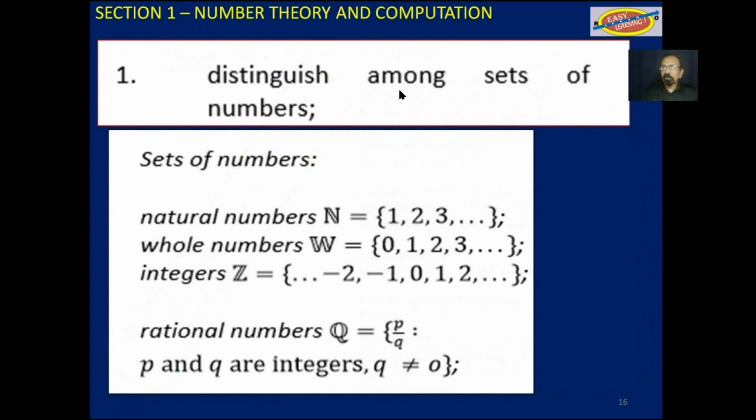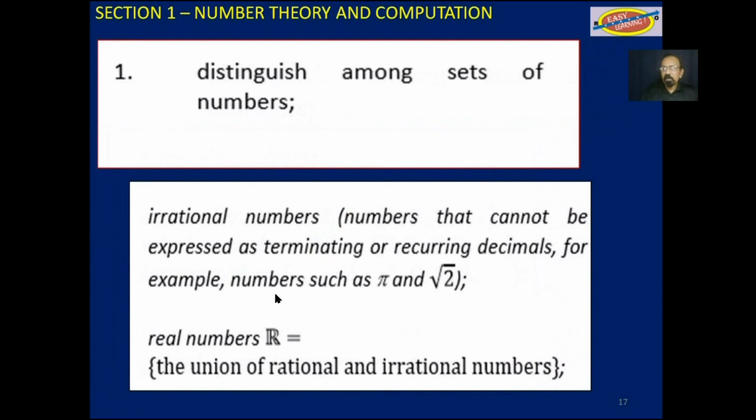So distinguish among sets of numbers. As I said, we want to know what are natural numbers, what are whole numbers, what are integers, what are rational numbers. We will look at these in detail. We will also briefly look at irrational numbers, and all of those numbers together make up the set of real numbers. So it's a union of rational and irrational numbers. We will go over that in detail right now.